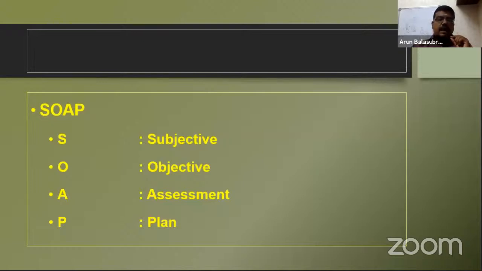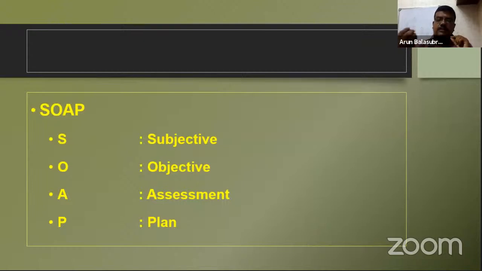The basic part of the orthopedic or musculoskeletal assessment depends on the SOAP notes, right? It's subjective, objective, assessment, and plan. So what is subjective? Subjective is whatever the subject says. When the subject says, like the history of the patient, the demographic data, or the patient's pain assessment, all of it comes under subjective, because we are going to get the information from the patient only.